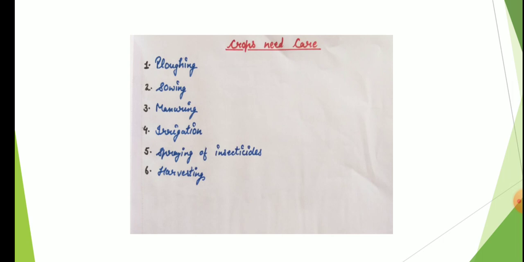Next is manuring. Manuring means adding nutrients to the soil. Next is irrigation. Irrigation means watering the plants. So watering of plants is known as irrigation.